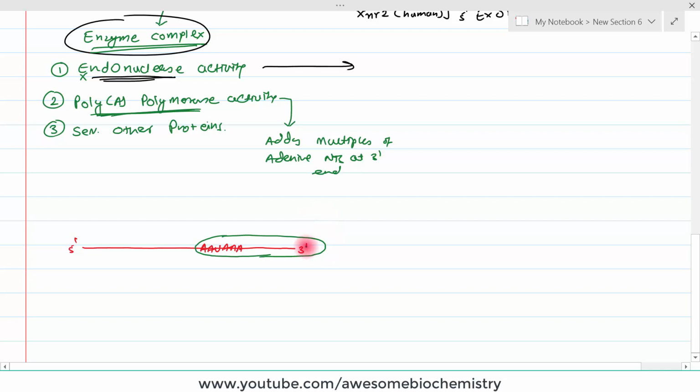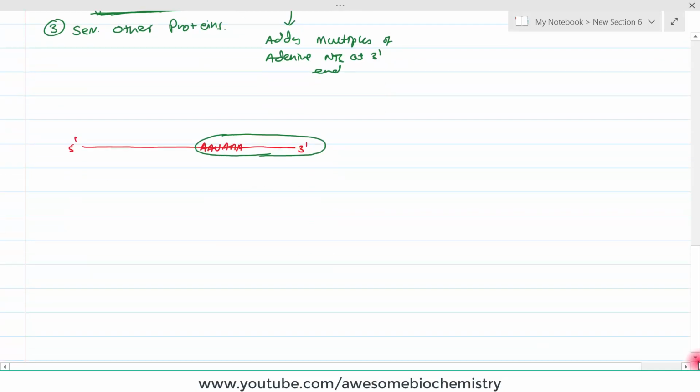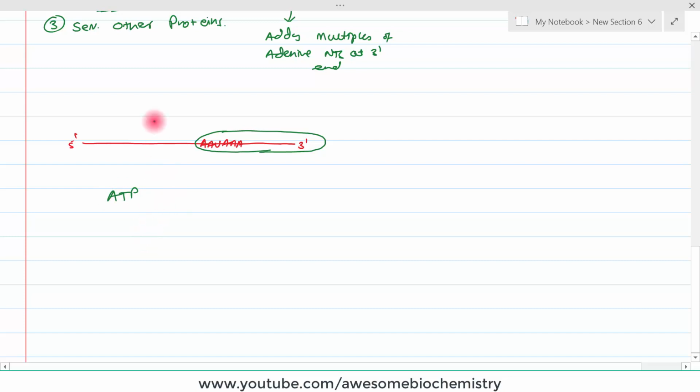How will the multiples of adenine nucleotides be added? As a raw material, it utilizes ATP, and this poly-A polymerase removes two phosphates, two inorganic phosphates are removed, and the leftover adenine monophosphate nucleotide is added at this location. So more and more adenine nucleotides will be added, and meanwhile this enzyme complex will move in this direction. On average, as I told you earlier, 80 to 250 nucleotides will be added before this enzyme complex leaves this piece of RNA.